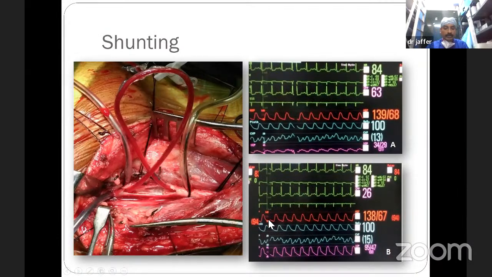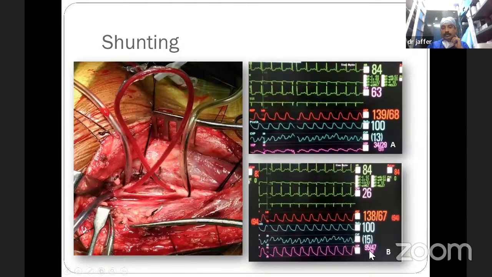So this is the picture showing the shunt. This is the common carotid where the proximal balloon is placed, and this is the distal carotid, and this is showing the shunt pressures. This is with a mean pressure of 139 with a systolic pressure of 139. We are getting a stump pressure mean around 31. So here in this case, I had to increase the BP to increase the stump pressure to more than 40, and this is showing the common carotid artery pressures.